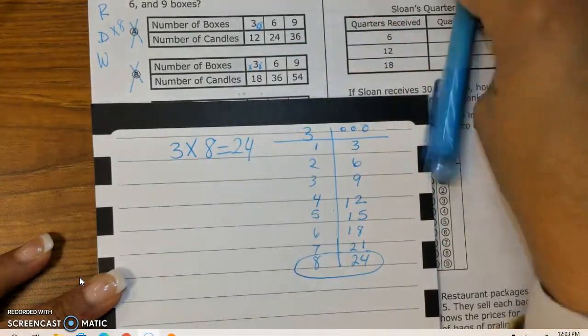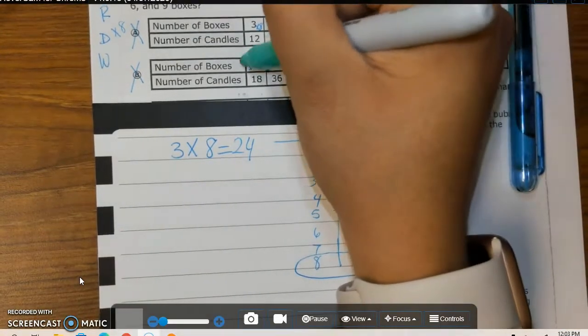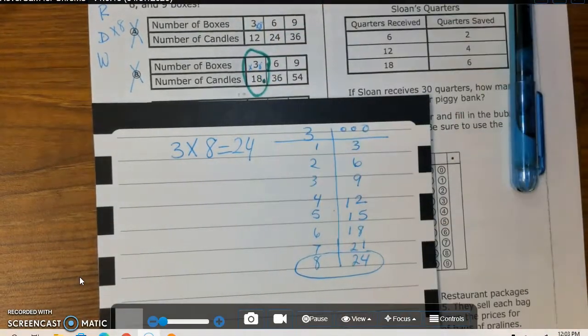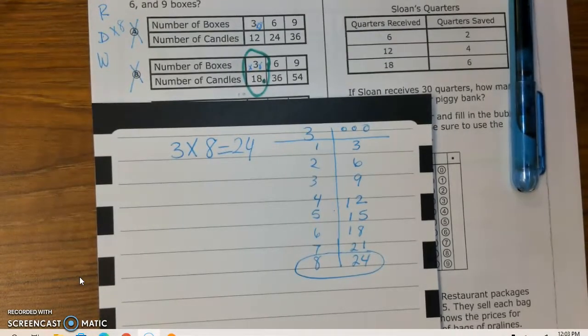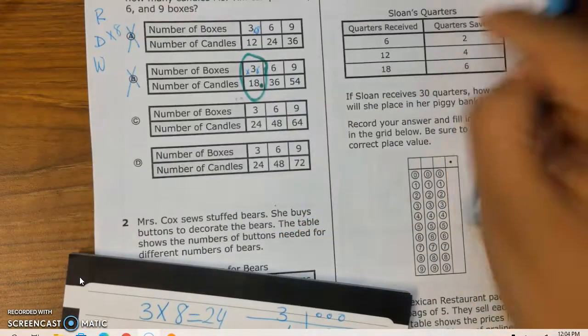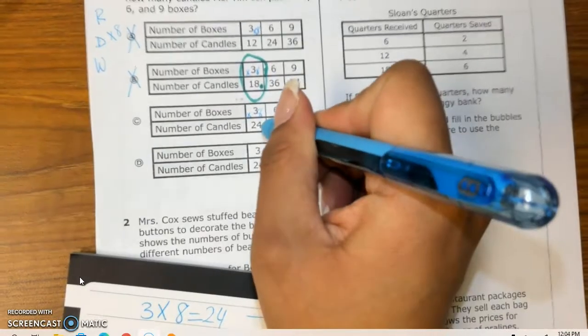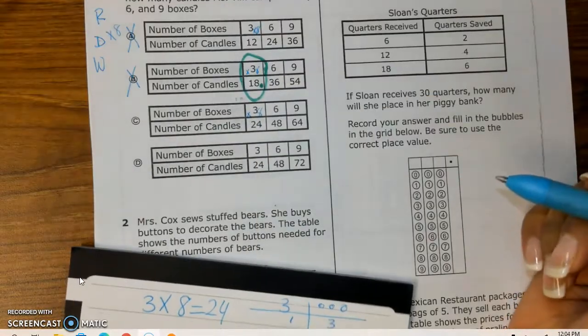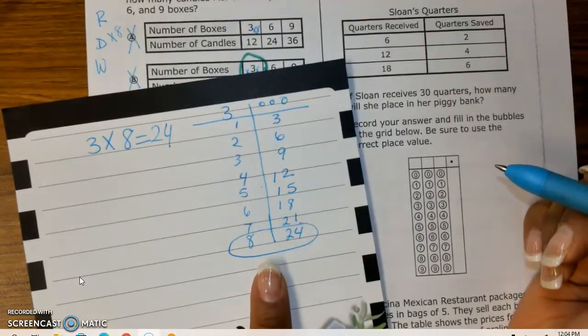Now go back up to your table. Does 3 times 8 equal 18? No. So there's your proof that that table is wrong. Let's move on to letter C. 3 times 8 is 24. Yes, and I can prove it with my T-chart that I already made.